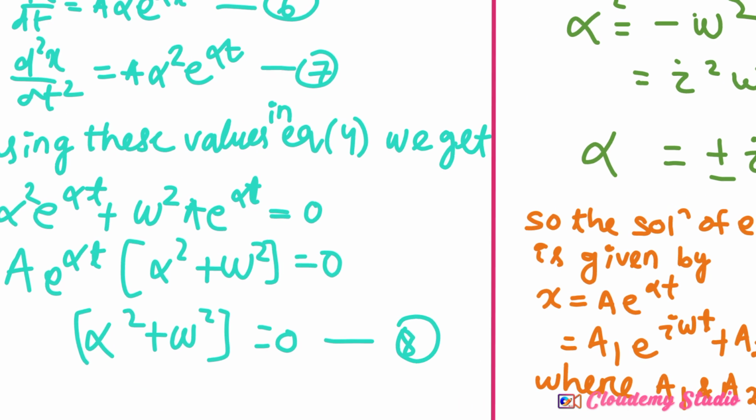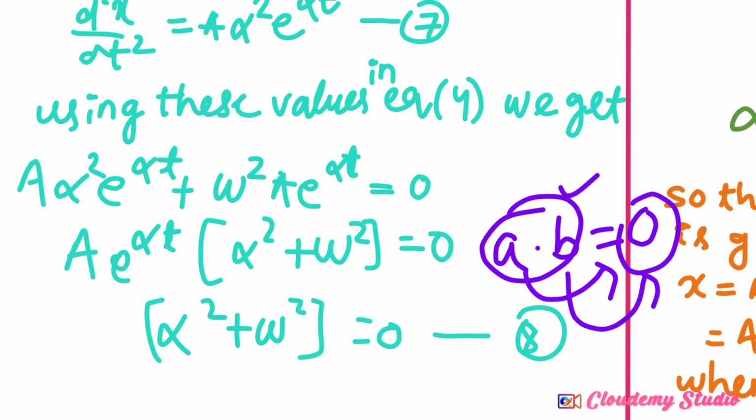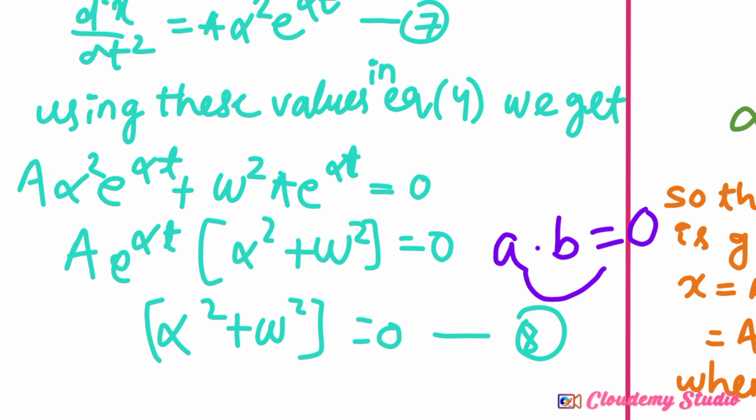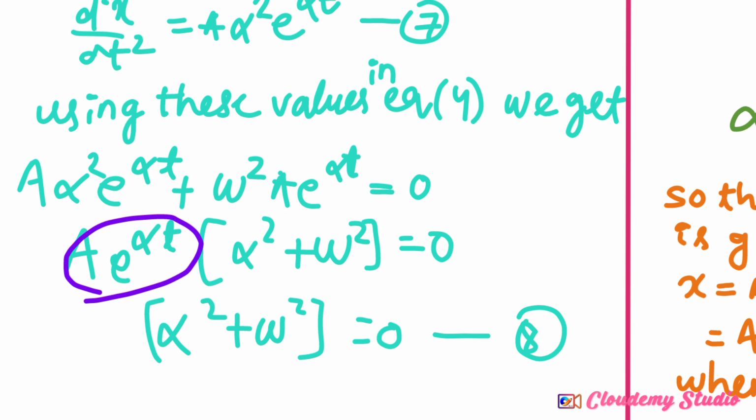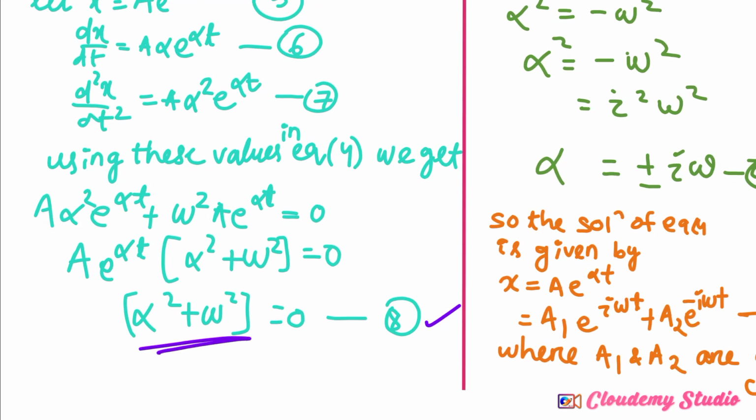Now in this, a multiplied by b is equal to 0, where a can be 0, b can be 0, or both can be 0. Here this one cannot be 0. A e to the power alpha t is not equal to 0, so this one must be equal to 0, taking that in equation number 8. Next, from equation number 8 we have this one is minus. Is there any doubt?